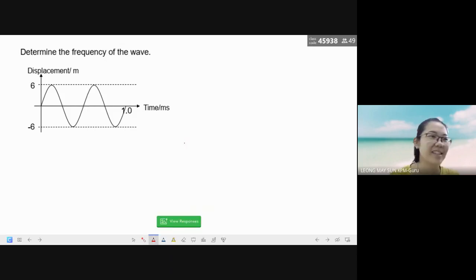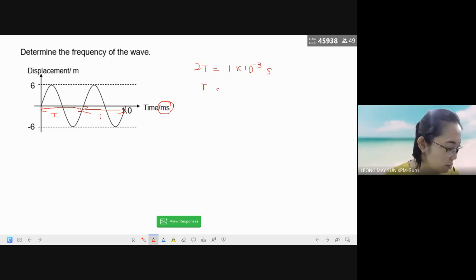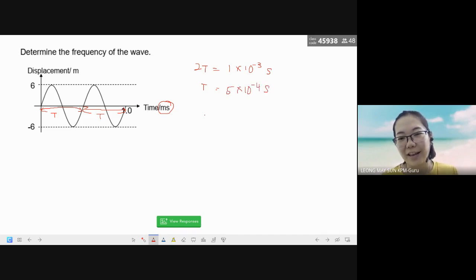Unfortunately, the answer is, Xinyan got it correct the second time. 2000 hertz. Why? Millisecond. Period. There are 2 periods here. This is the first period, and this is the second period. So 2 periods are equivalent to 1 millisecond. Milli is 10 to the power of negative 3 second. So T is 5 times 10 to the power of negative 4 second. Frequency formula is 1 over period. 1 over 5 times 10 to the power of negative 4, we get 2000 hertz.